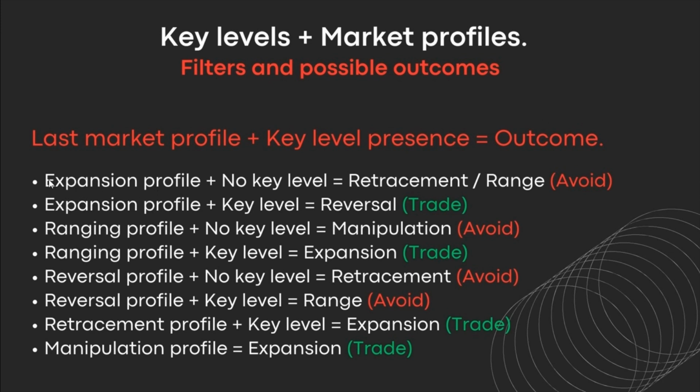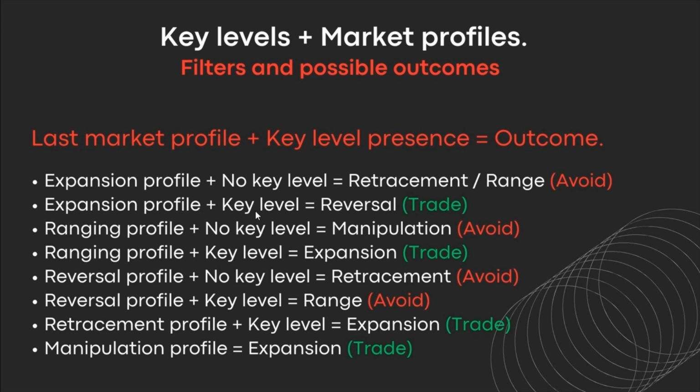So in this way, we can see that if the last profile that has ended is an expansion profile, and it ends before testing a key level, and a key level isn't present, then we're going to expect what? We're going to expect either a retracement or ranging profile, and we're going to avoid trading them, because we only trade what? We only trade expansion and reversal profiles.